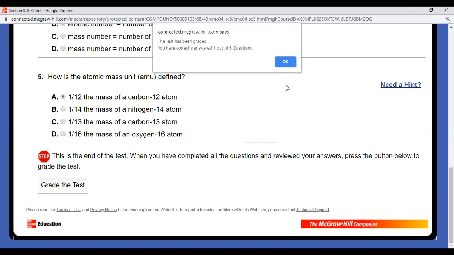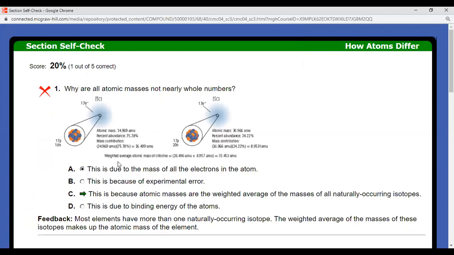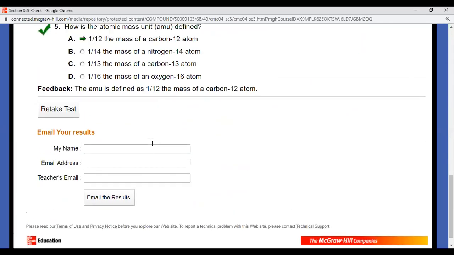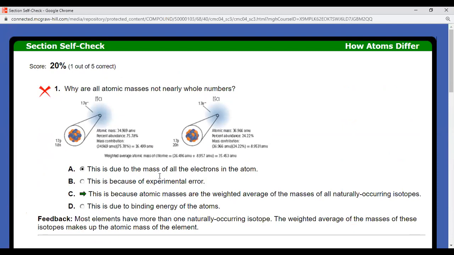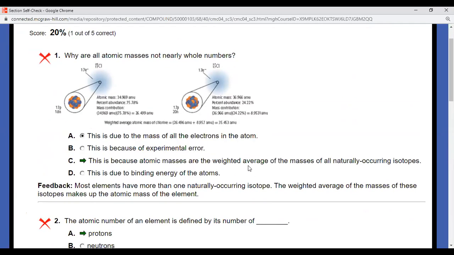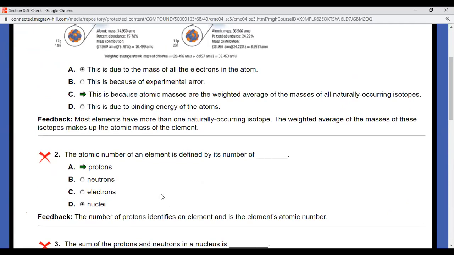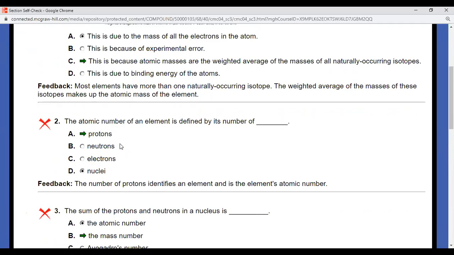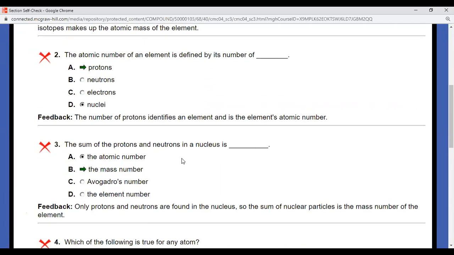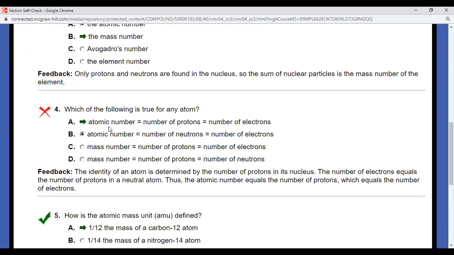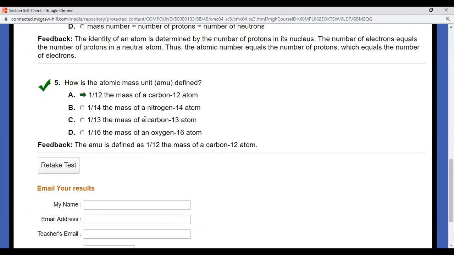Let's grade this test. All these questions are false except the last one of Bassam. The first one is because atomic masses are the weighted average mass of all naturally occurring isotopes. Number 2, the atomic number is the number of protons. The sum of protons and neutrons is the mass number. True: atomic number equals number of protons equals number of electrons, as I explained in the examples in this session. And the last one, 1/12 the mass.